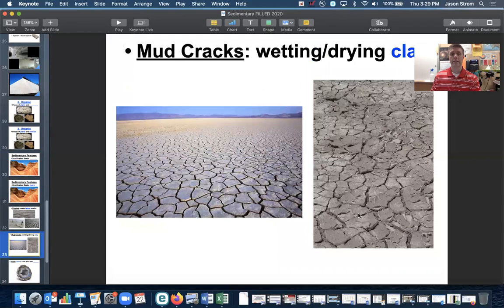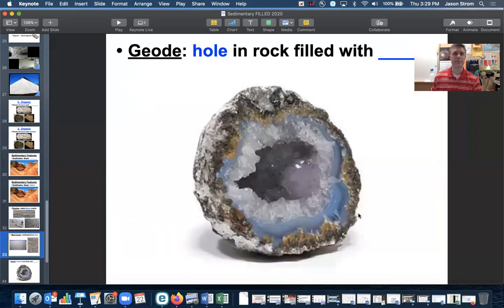Same with mud cracks. If the soil is very high in clay, in an area where there's a lot of water, and then that water dries up, it can crack the surface like this. And again, that can be preserved and be an indicator of the climate in that area in the past.